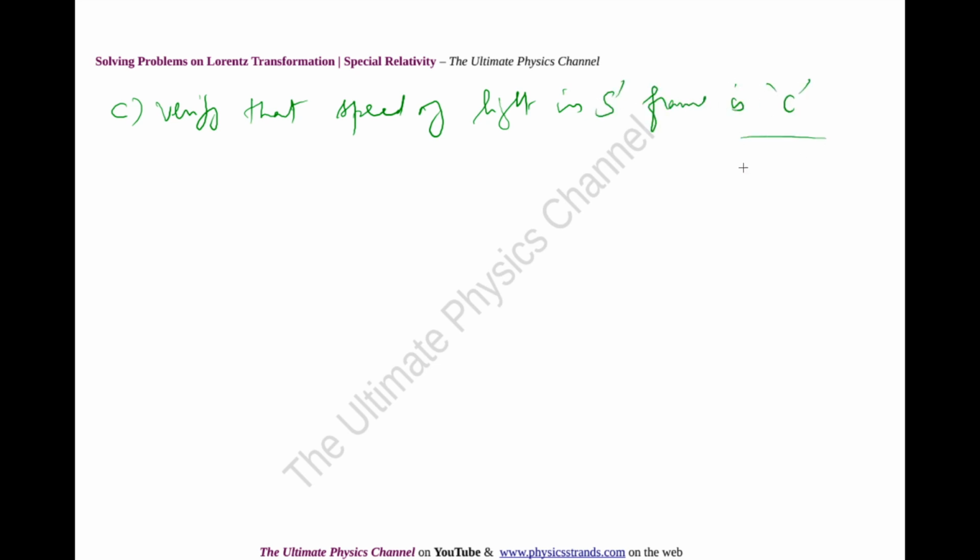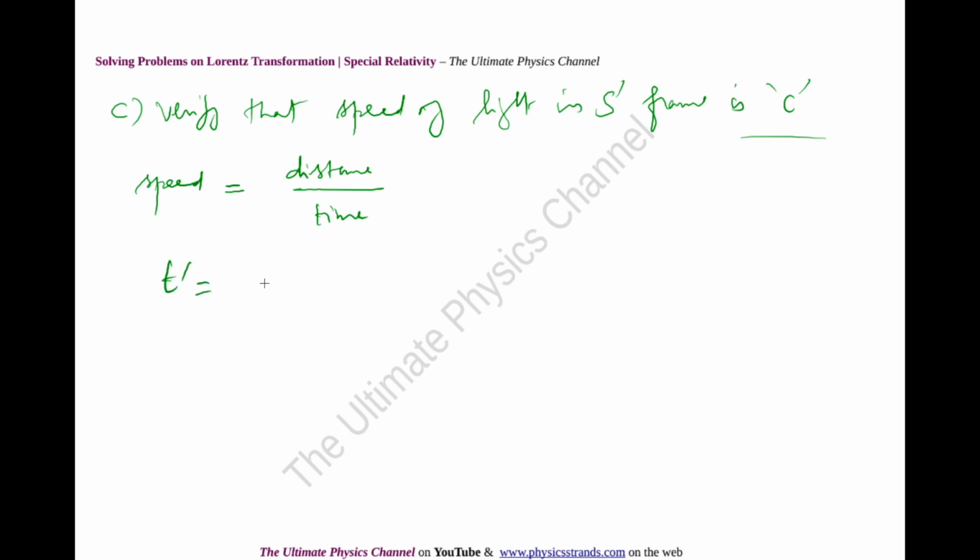Now what is the speed in that frame? That is the third part. So the part C of the question is verify that speed of light in S prime frame is c. So again here if you want speed, it's distance by time, right? For that we have to calculate time. So what is time here?